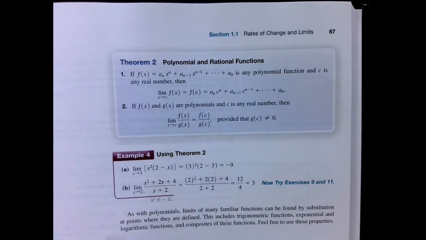As with most polynomials, the limits of many familiar functions can be found by substituting at points where they're defined. This includes trig functions, exponential, log functions, and compositions of those. So make sure you're using those properties as much as you can.